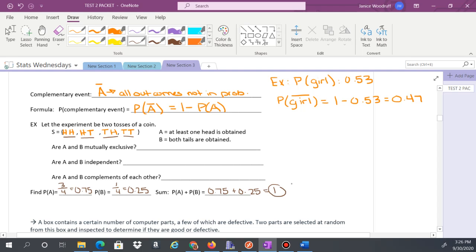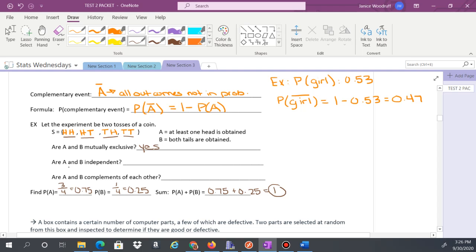Are they mutually exclusive? Can I get at least 1 head and 2 tails at the same time? No, which means yes, they are mutually exclusive. So the answer to can it happen at the same time is no. Then yes, they are mutually exclusive.